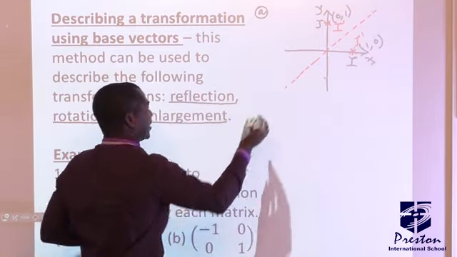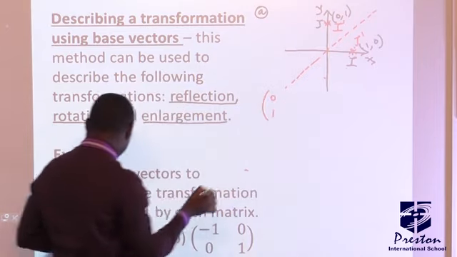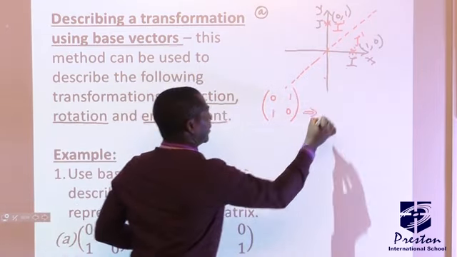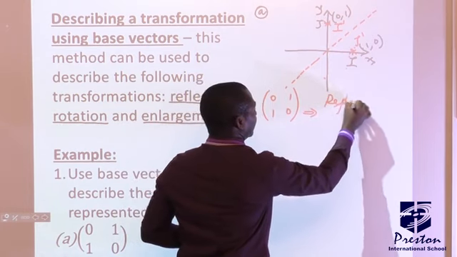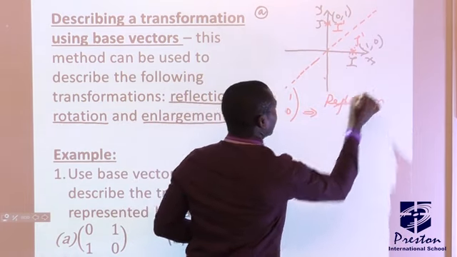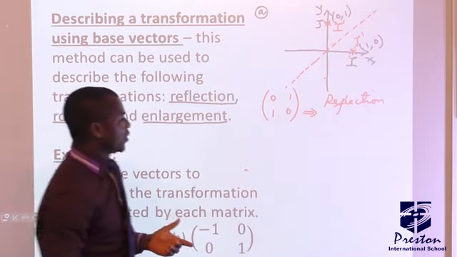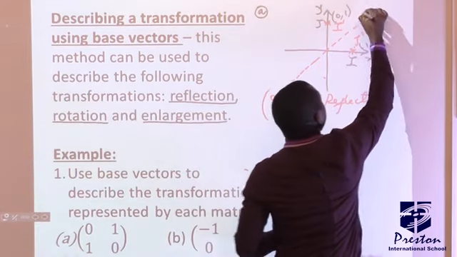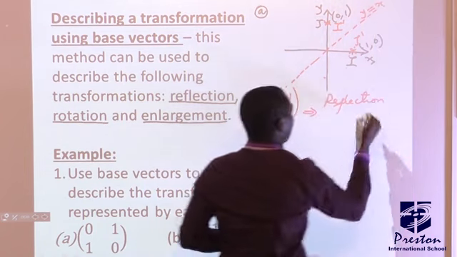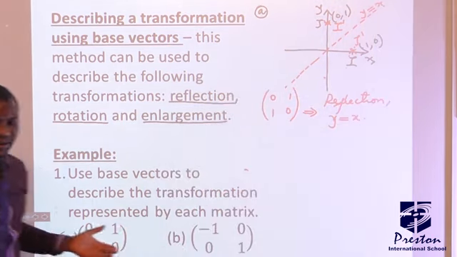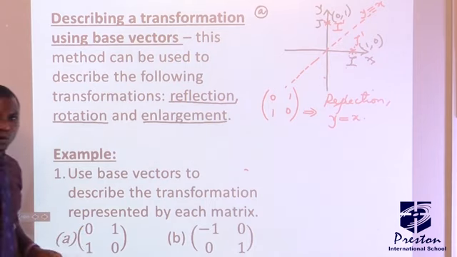So the matrix (0, 1; 1, 0) represents reflection. If it is reflection, you must state the mirror line. Now, this mirror line is y equal to x. That's what you have to do for question A.